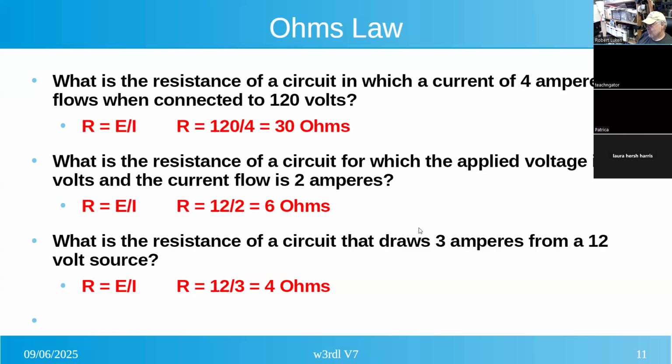Okay. Is 2 amps. So what is R? E is 12 divided by 2, so R equals 6 ohms.